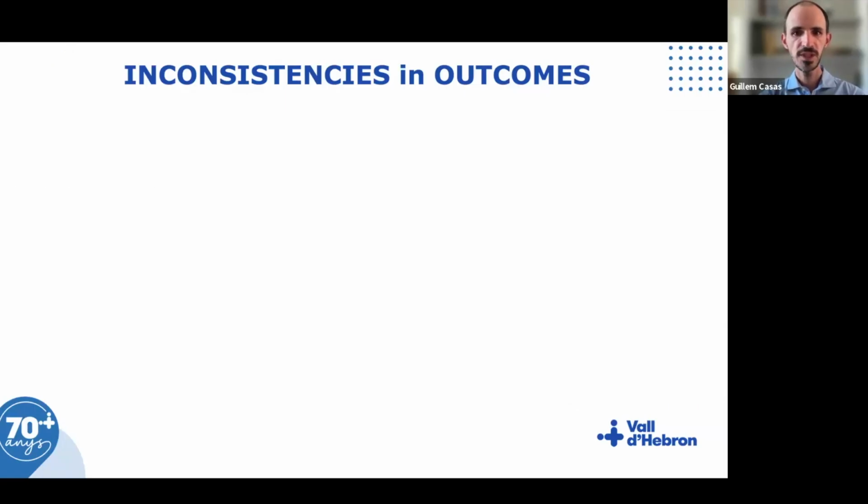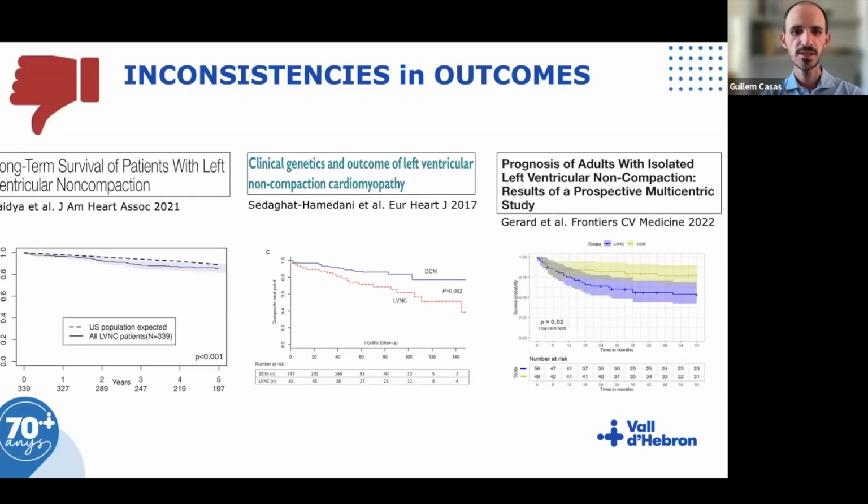On the other hand, we have some series saying that this is a dangerous entity associated with adverse outcomes. On your left side, you can see a large series describing that the prognosis of non-compaction patients is significantly worse than the general population. And what's more concerning, on your right-hand side, is that some series report that these patients have an even worse prognosis compared to matched dilated cardiomyopathy control patients.